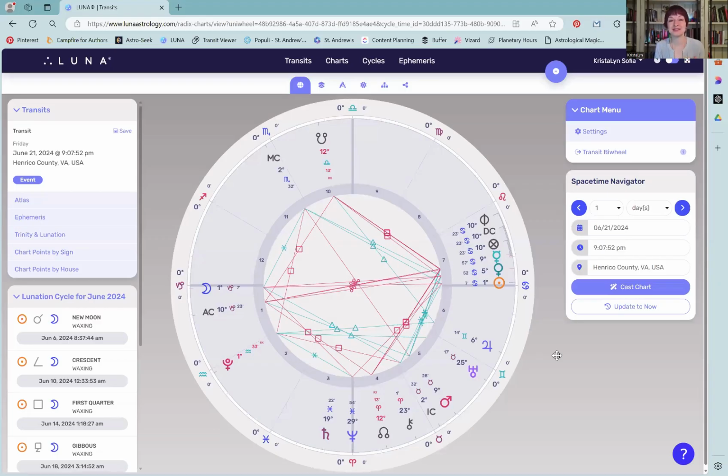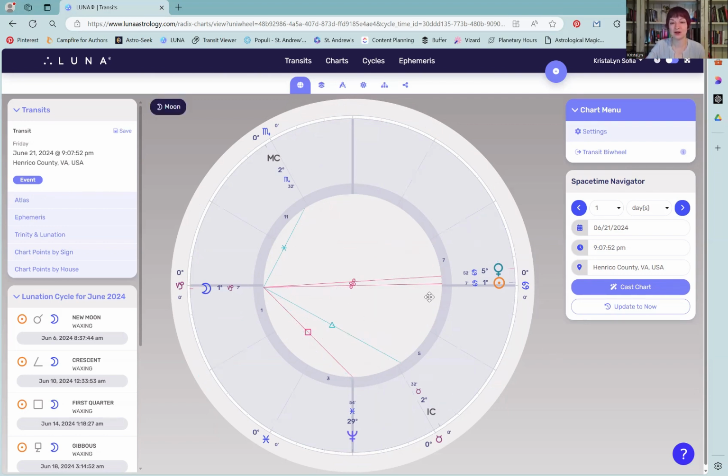All right, so this is the chart for the full moon happening on June 21st. In my local time, it's around 9:07 p.m. So you want to adjust that for your local time wherever you are. If you are looking on a chart to find out when this is, you simply look for when the moon and the sun are exactly opposite each other at 1 degree and 7 minutes, in Cancer for the sun and Capricorn for the moon.